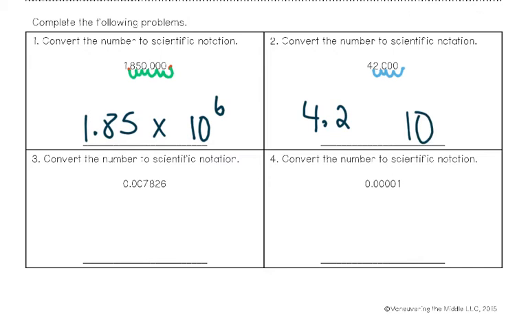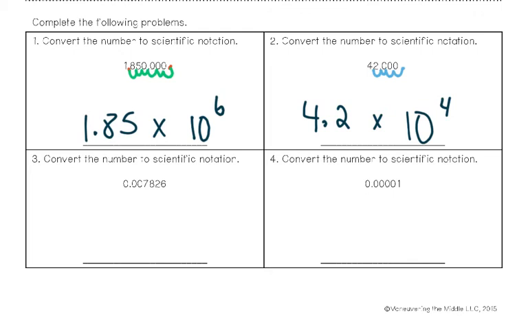So 10 is the base and 4 is the exponent. It's a positive 4 because this is a big number. If it was a really small number, less than 1, it would be a negative exponent. And then I finish this problem off by writing a times symbol between it. So that's it. That's all you got to do to write this number in scientific notation.